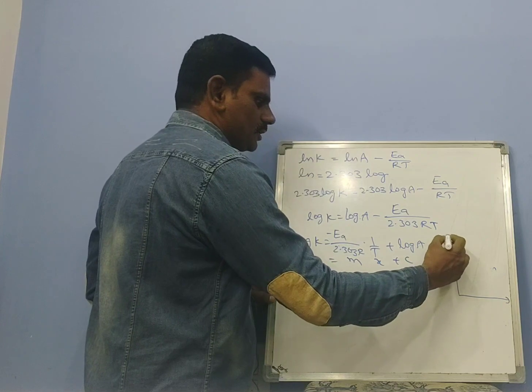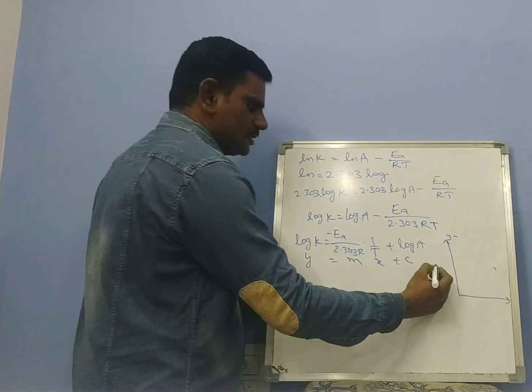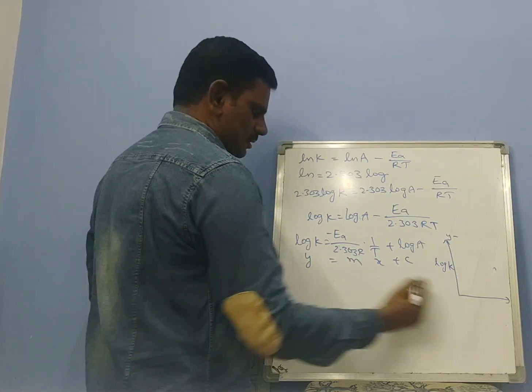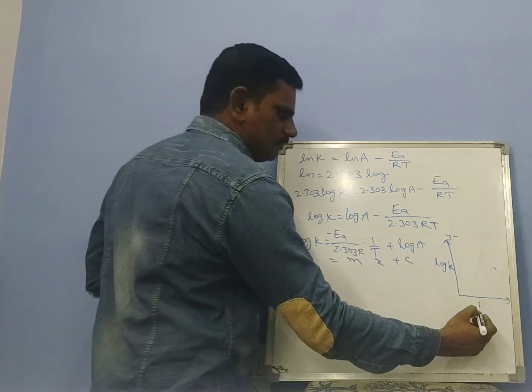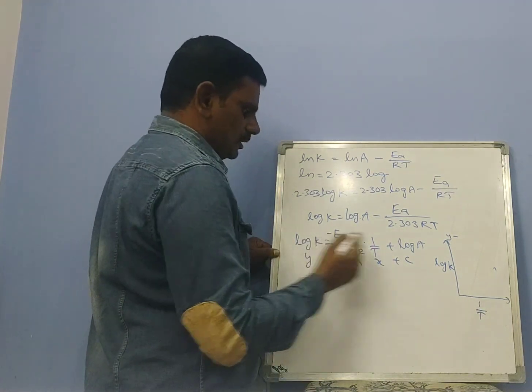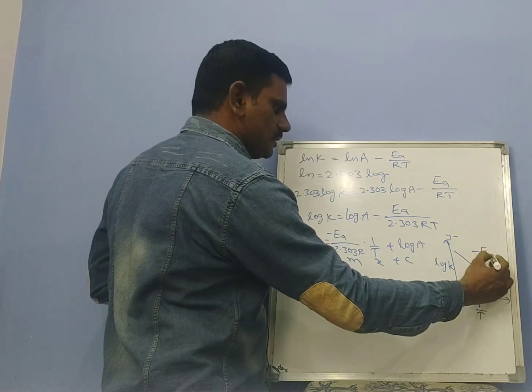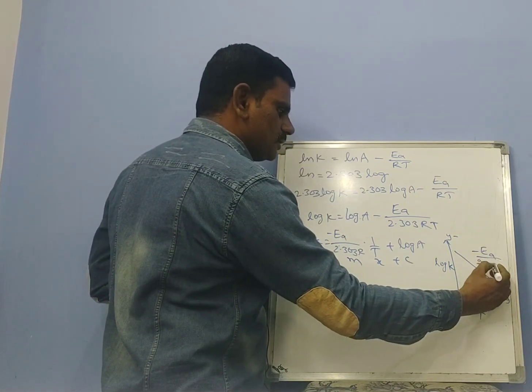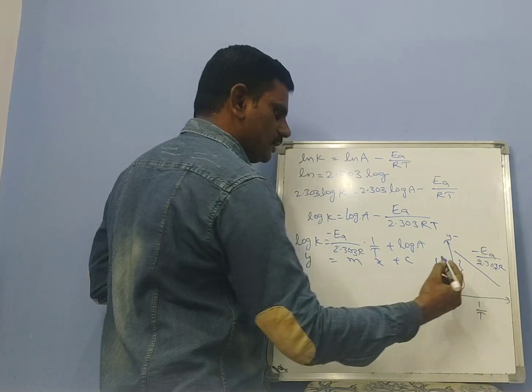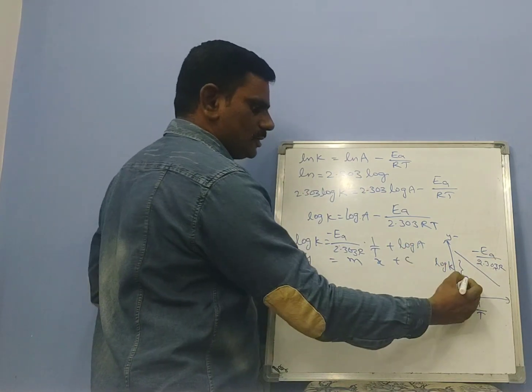Graph. It is y-axis. What is there on y-axis? Log k. Here x is 1 by T. Negative slope we are getting. Slope value is how much? Minus Ea by 2.303 R. Here intercept is how much? Log A.